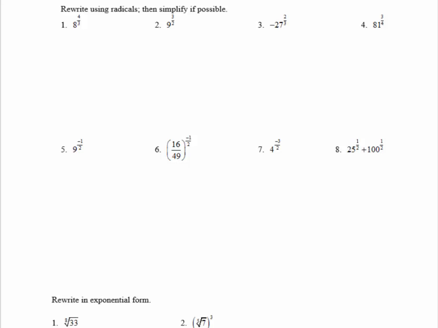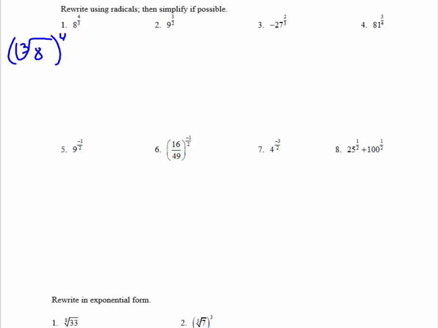Rewrite using radicals, then simplify if possible. So number 1, we have 8 raised to the 4/3. The 4 is the power, the 3 is the index. So rewriting this is the cubed root of 8, all raised to the 4th power. I like to put the power on the outside because then I can simplify a little bit easier.